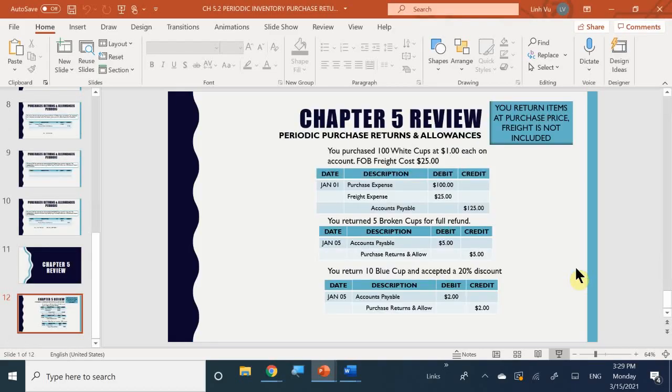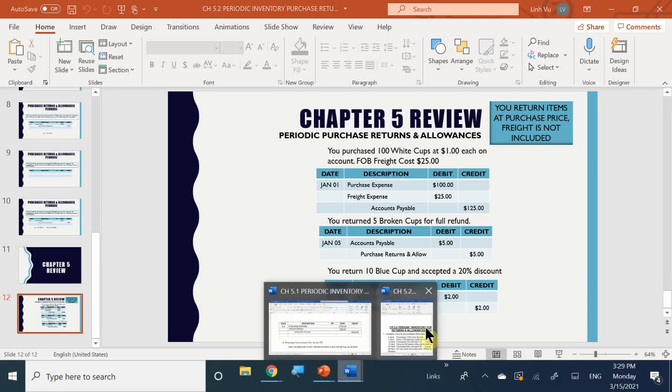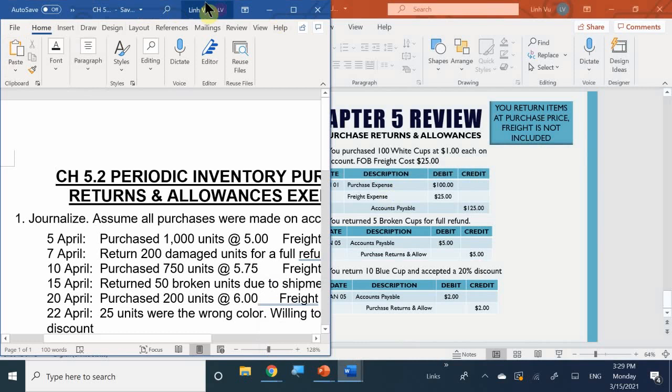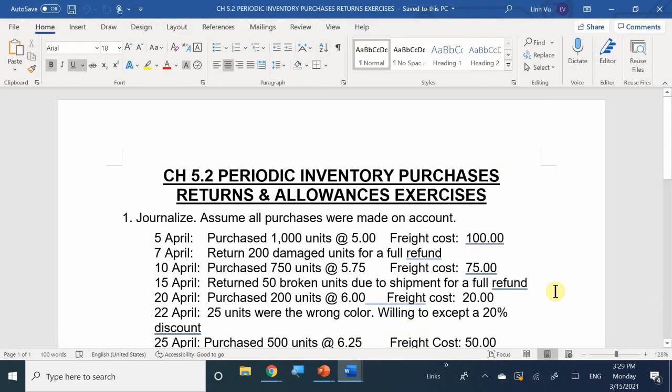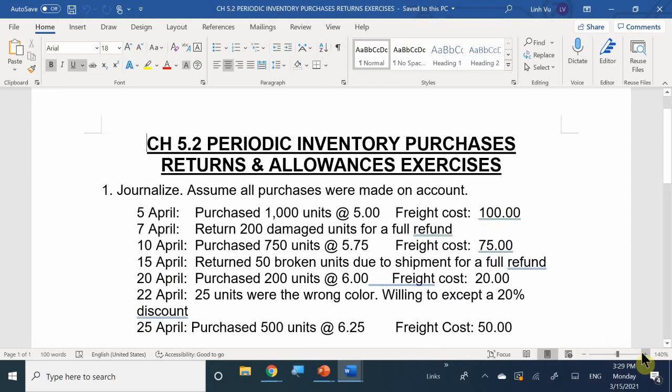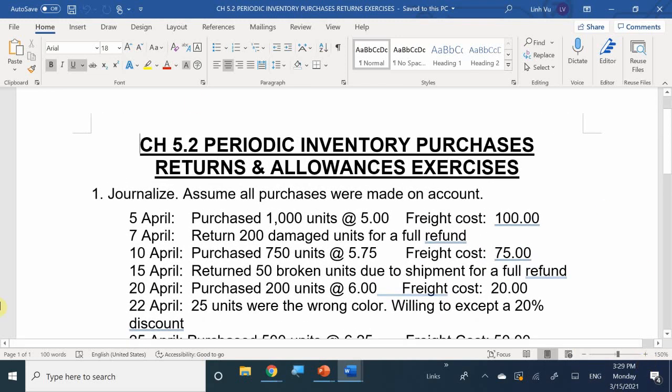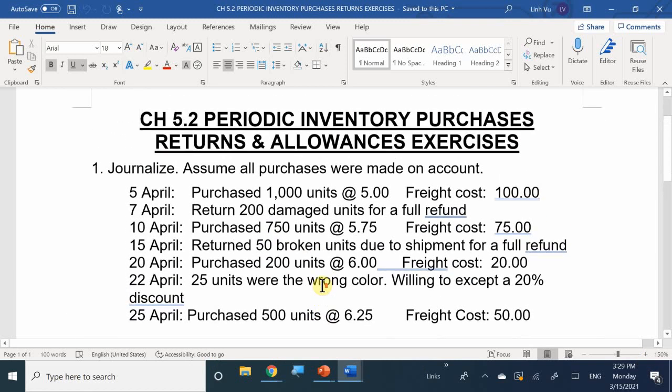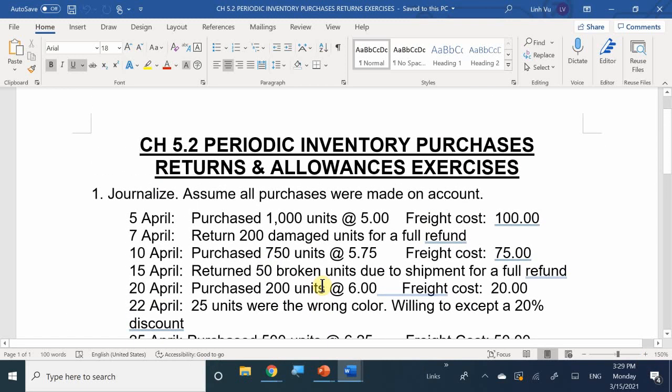Okay. All right. So let's go ahead and do the exercises right here. This is where we're going to practice everything. We're going to practice journalizing, and we're also going to practice using descriptions because we have returns and we have allowances. So let's take a look. All right. Number 1, journalize. Assume that all purchases were made on account.